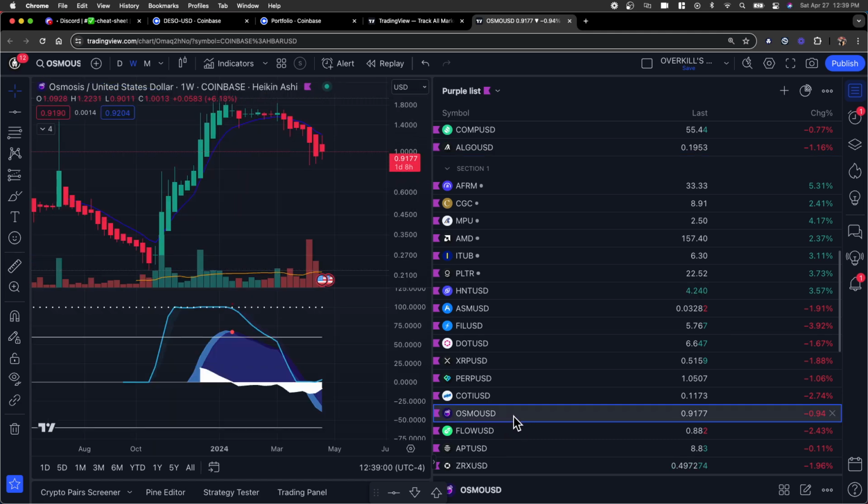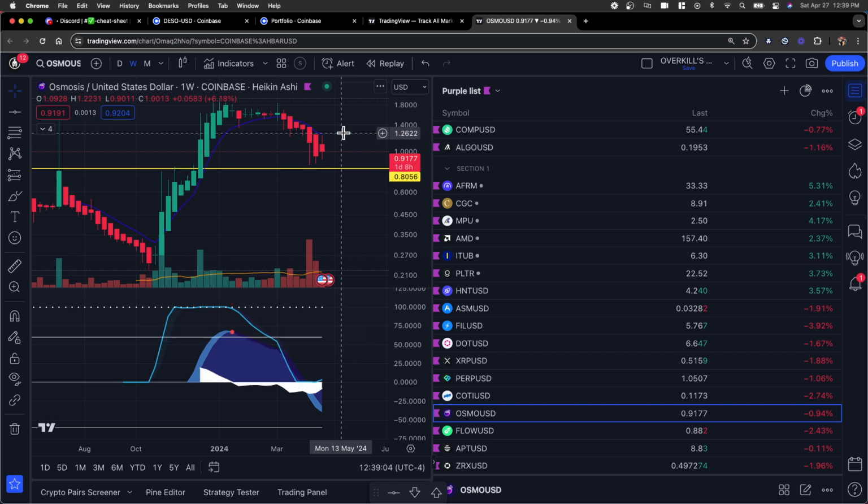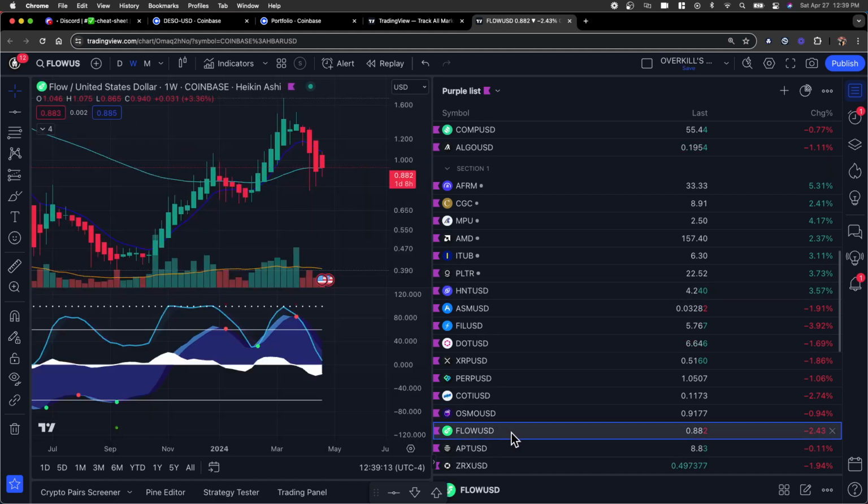Here's Osmo. Stochastic's on the floor. Level you want to watch this week, if you're in it, is 80 cents. If you think this is the bottom, if you think this big candle was the bottom, 80 cents is your level. Green dot will be the tell. Wait for the green dot on that one. That's a lower cap coin.